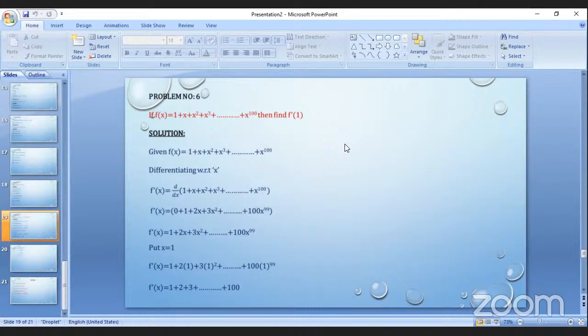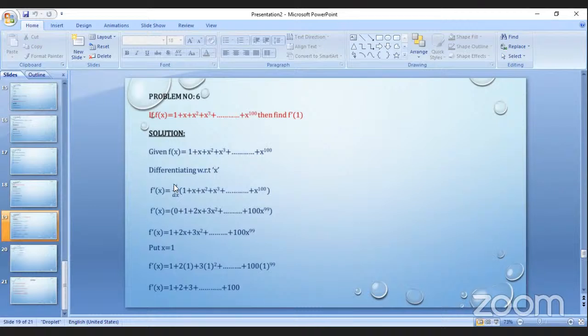First of all, we have to find f dash x. Given f of x equals 1 plus x square plus x cube plus up to x power 100. Differentiate the function with respect to x. So f dash x equals d by dx of 1 plus x square plus x cube plus up to x power 100.